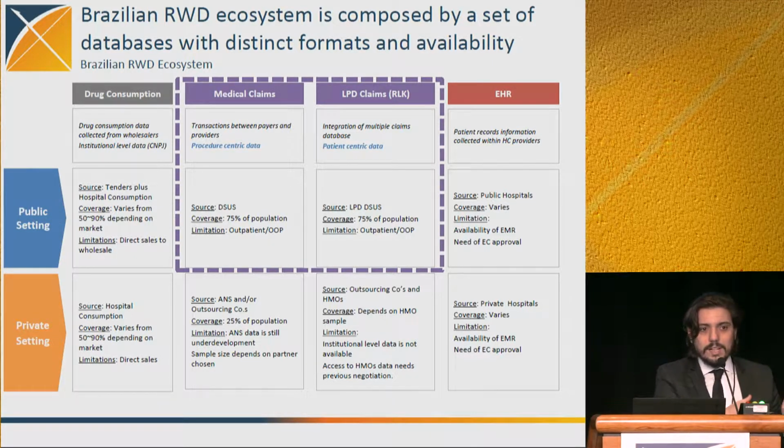So there are different levels of data available in Brazil. There's drug consumption, there are claims data, there are integrated claims data, and then there are EHR. The Brazilian government made publicly available all the claims data of the country, so we are covering almost 75% of the population. This is publicly available. What's the big problem? Fragmented, not integrated, and does not have a common data model. So where's the opportunity? Bringing this to the OMOP CDM.